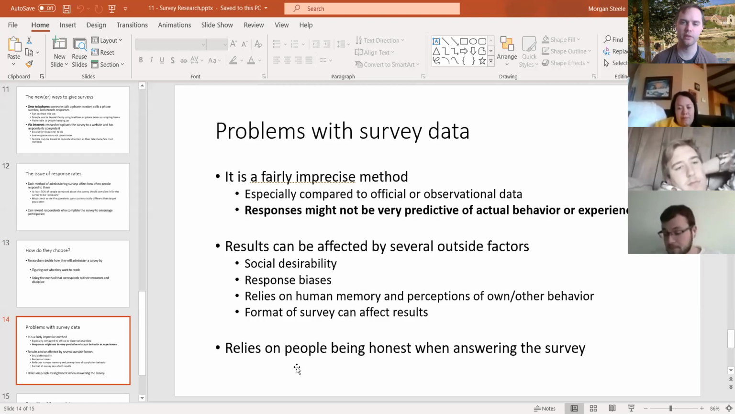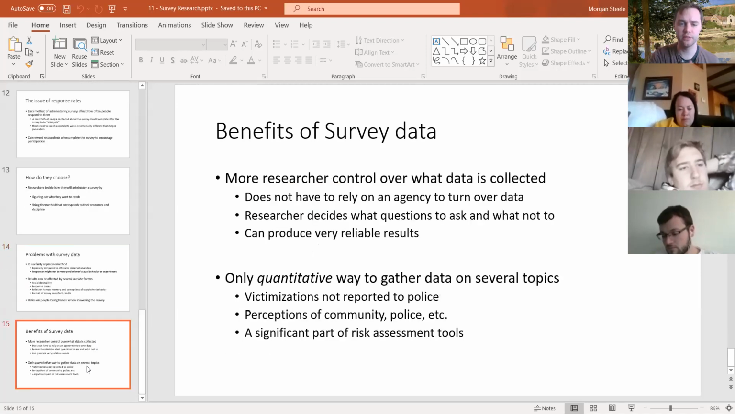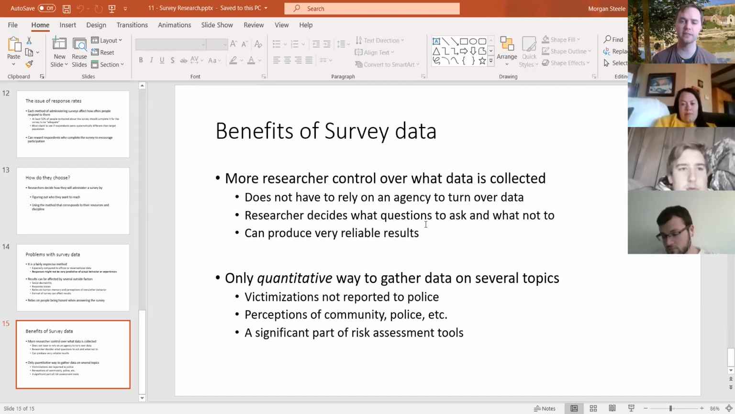Yeah. All right. Now, all that being said, surveys are extremely beneficial. All right. First and foremost, the researcher has direct control over what is collected, what data, what questions are being asked, who is going to be asked, everything. So we're not relying on agency data to turn this over. We're not having to sit out in a field and observe people's behavior.